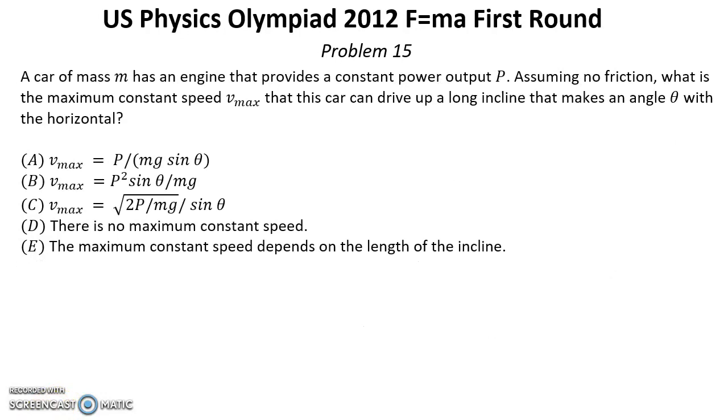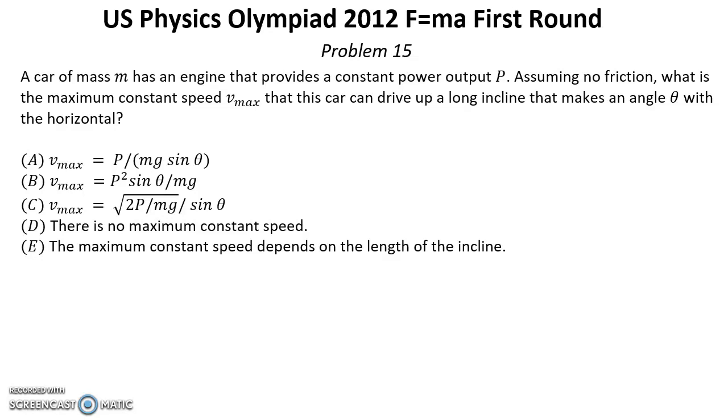Problem number 15. A car of mass M has an engine that provides a constant power output P. Assuming no friction, what is the maximum constant speed V maximum that this car can drive up a long incline that makes an angle theta with the horizontal? Solution. In this problem, we assume that there is no kinetic friction, because without friction, the car cannot just drive up the hill. So here we have static friction. And let's write the equation for power.